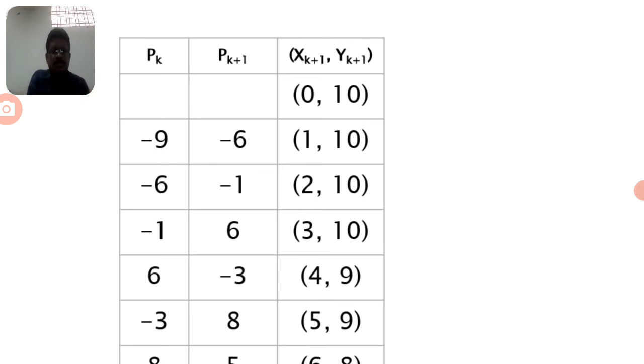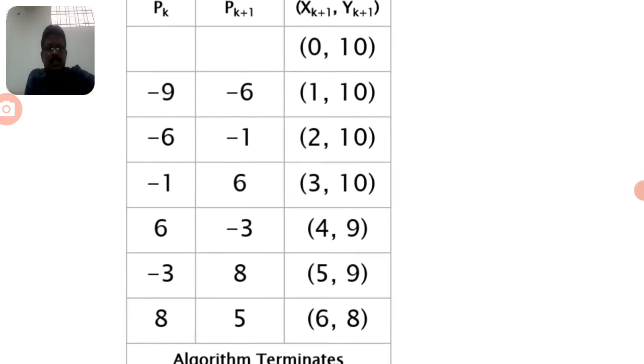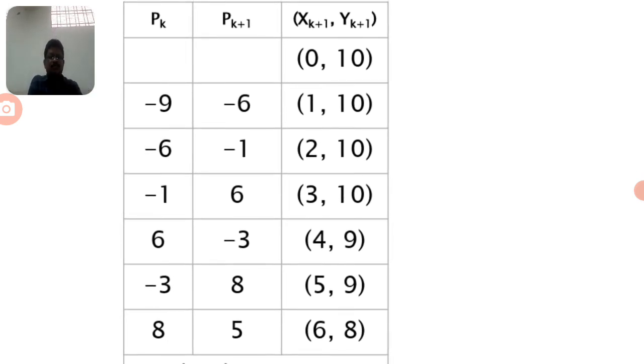Now you can imagine, the minus 1 is taking the initial parameter. At that parameter we will find the next parameter, that is 6. So 6 is the next parameter, and the next coordinates are 3 comma 10, because in the minus 1 case the x is incremented and y is the same value. So the 6 value is taken as the next initial parameter.